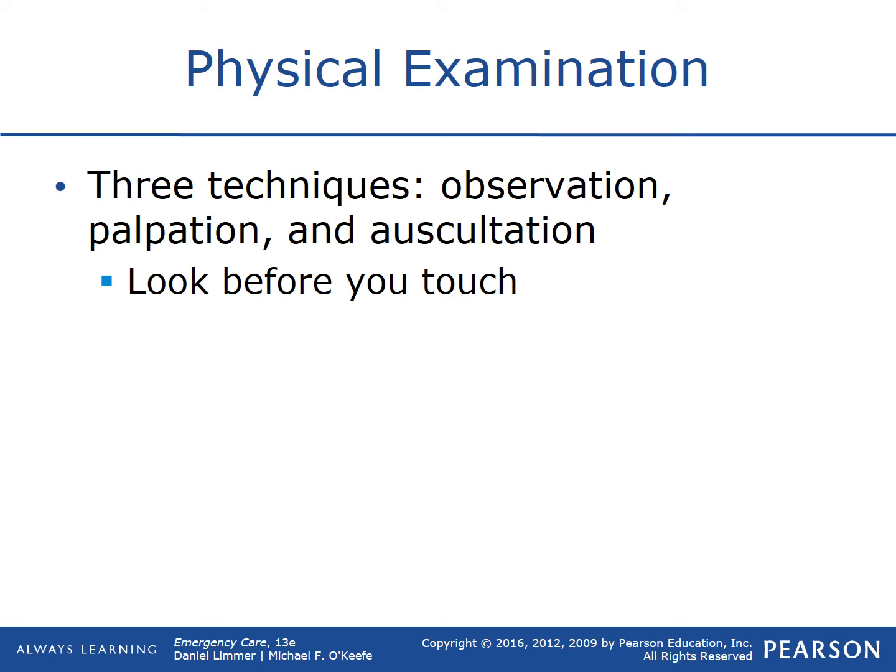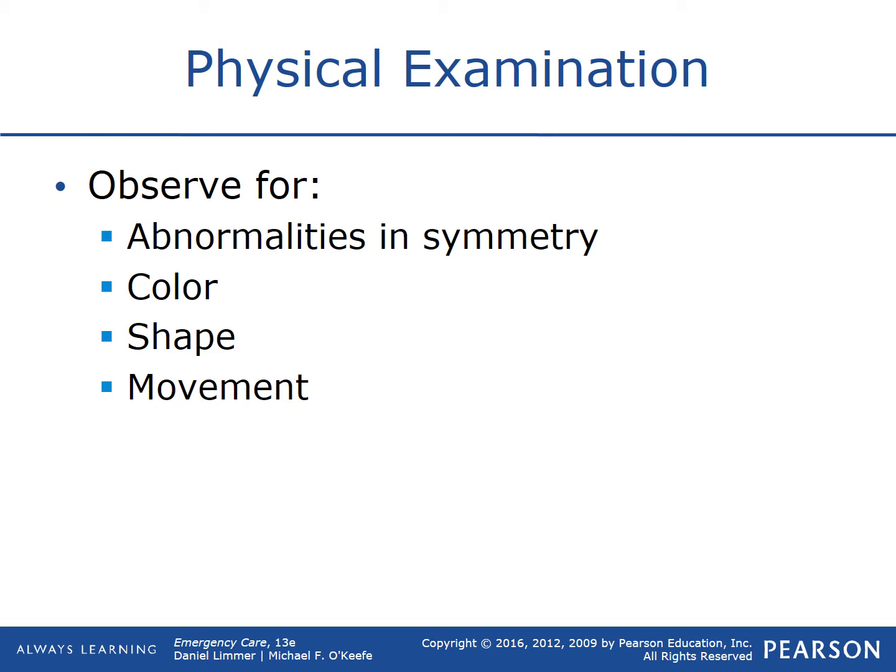While you're conducting that physical exam on that trauma patient, there are 3 techniques that you use: observation, palpation, and auscultation. So the key is you look before you touch. So you look at it, see if you see anything crazy, touch it to feel if you feel anything crazy, and then in the thoracic cavity, you auscultate lung sounds quickly. So you're checking for abnormalities in symmetry. Does anything have a bend in it that's not supposed to?